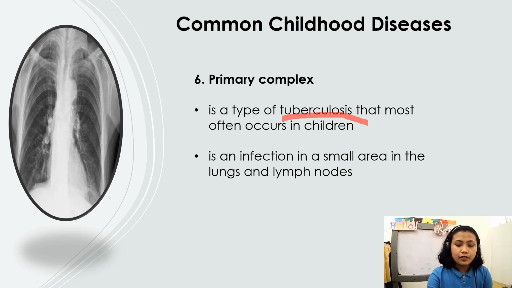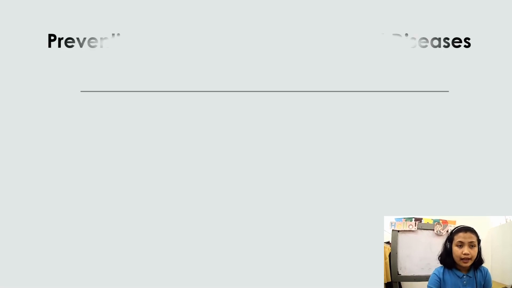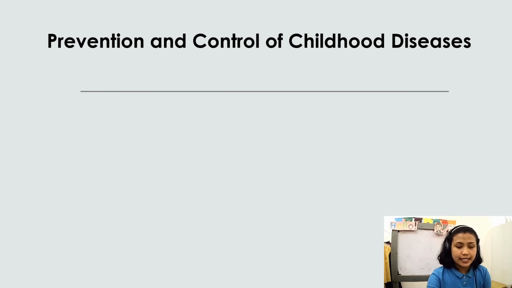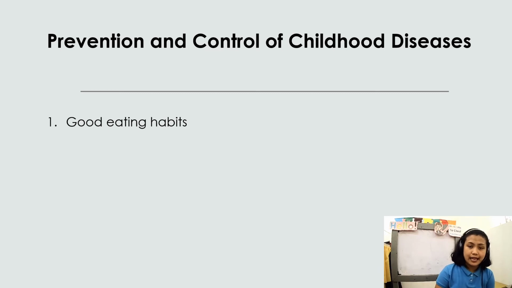Prevention. Let's go to prevention and control of childhood diseases. How to prevent? So to protect yourself and your family from diseases, you should practice the following. So you need to practice this one. Good eating habits. So you eat nutritious foods like vegetables and fruits. So you need that. So you will apply the food plates.